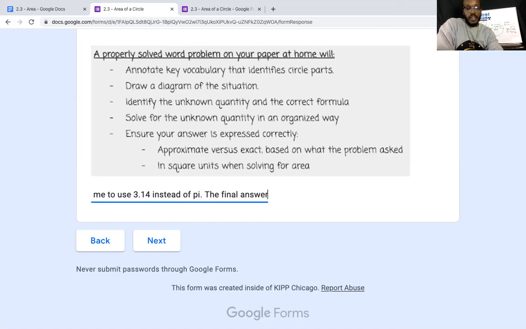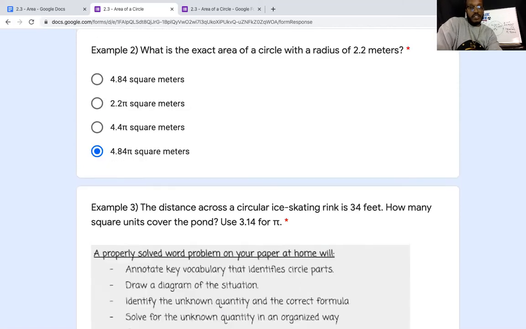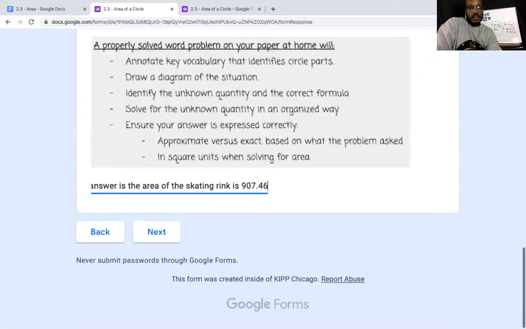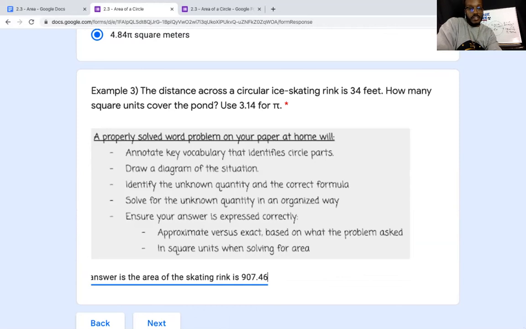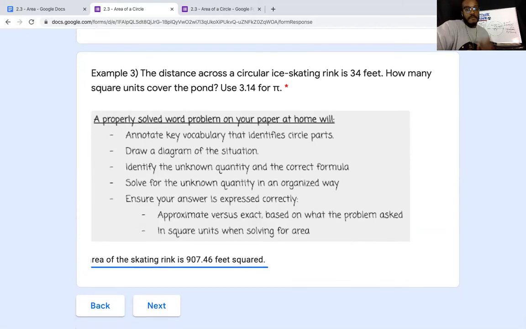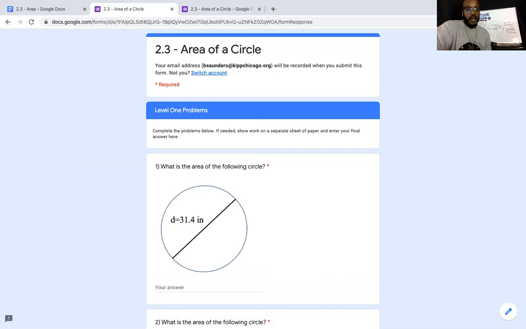The final answer is the area of the skating rink is 907.46 feet squared. Or you could say 907.46 square feet. That's what I'm looking for. That is the kind of answer that you should be giving.